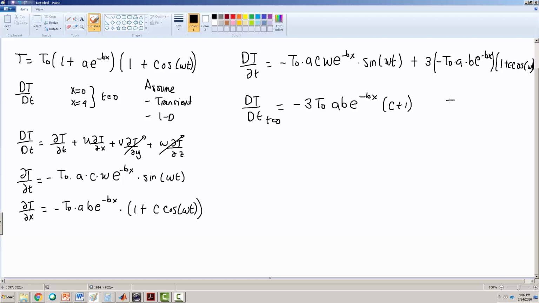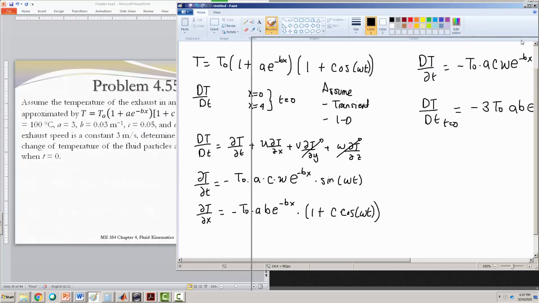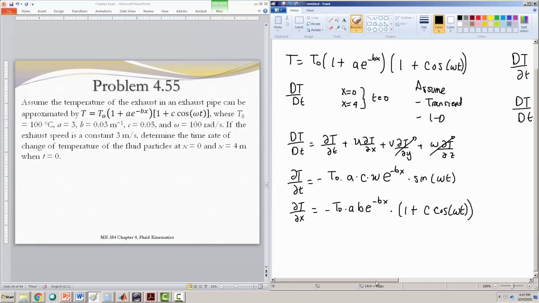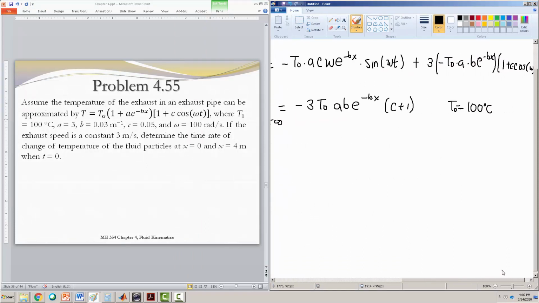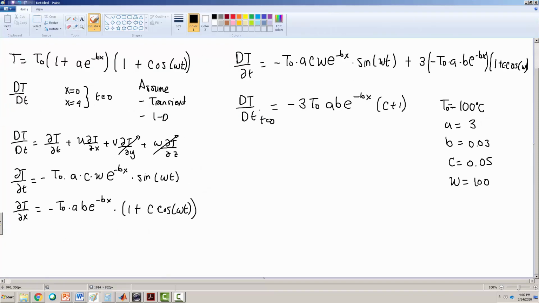Okay, so basically it's only this term, and then we replace it by the quantities that we have. T0 was equal to 100 Celsius. Then we go back to the values that we had from before. A is equal to 3, B is equal to 0.03, C is equal to 0.05, and omega is equal to 100. So we're going to substitute into this equation with the two different values that we had for x.